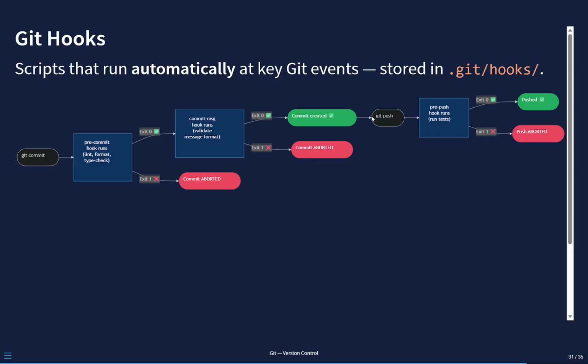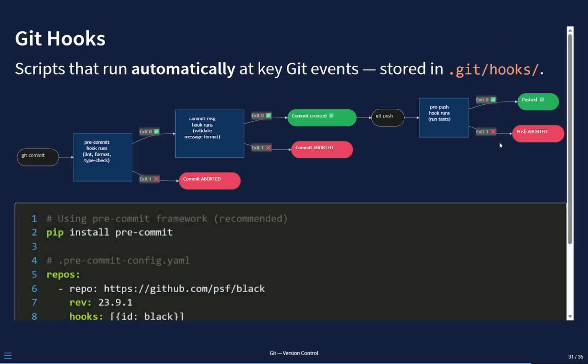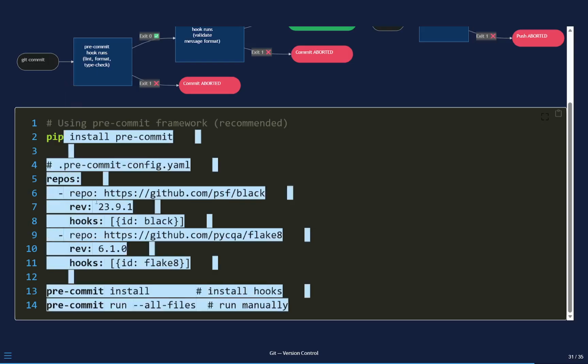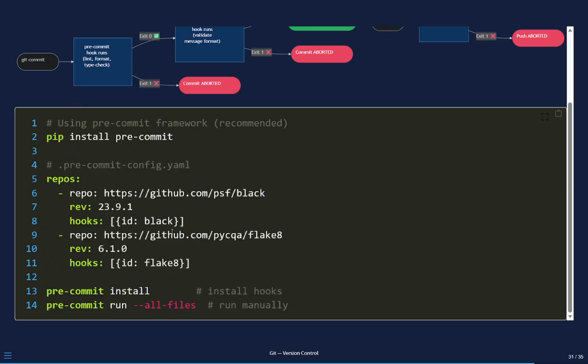When you git push, the pre-push hook runs your test suite. This is your last line of defense before code reaches the remote. Rather than writing these hooks by hand, the pre-commit framework handles everything. You write a .pre-commit-config.yaml that lists the hooks from community repos, formatters like Black, linters like Flake8, and hundreds of others. pre-commit install installs the hooks. pre-commit run --all-files runs them manually.